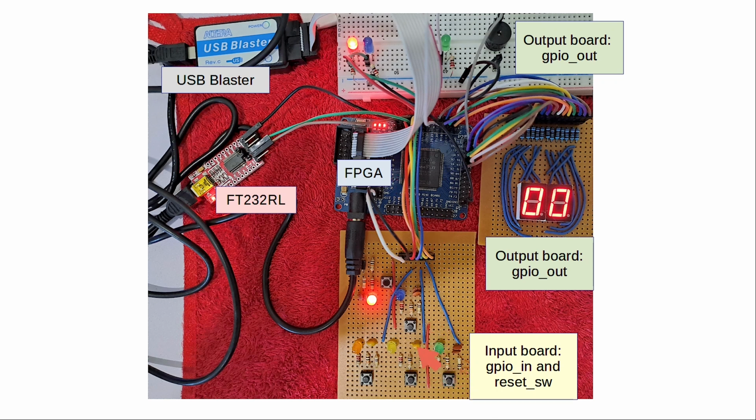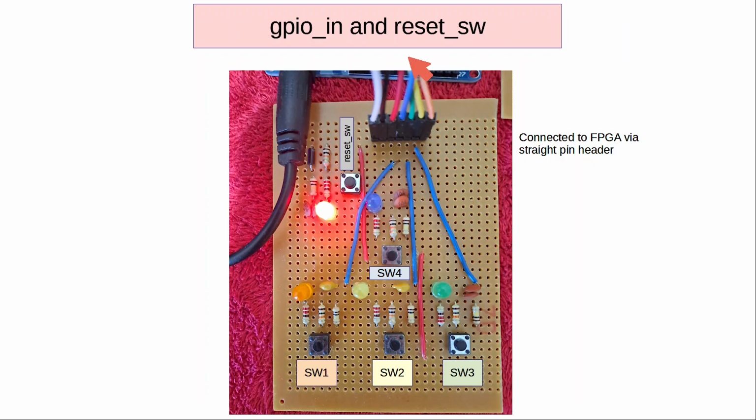And this is the input board for the GPIO in and reset switch. And we also have the output board connected to GPIO out, which will drive the 7-segment displays, 3 LEDs, and also the buzzer. Now let's look at the input board first. For the input board, this is my switch 1, switch 2, switch 3, and also switch 4. And this is my power on reset button. And all of these are connected to the FPGA via the straight pin header here.